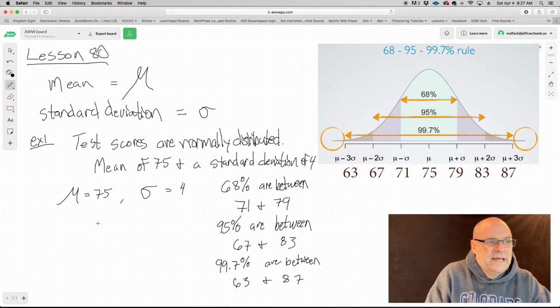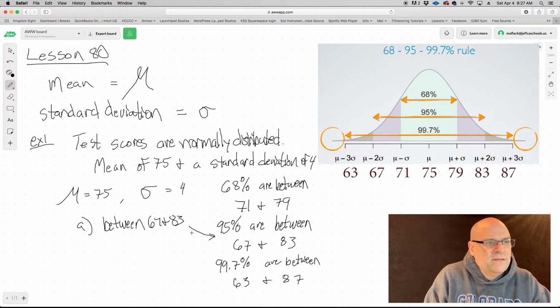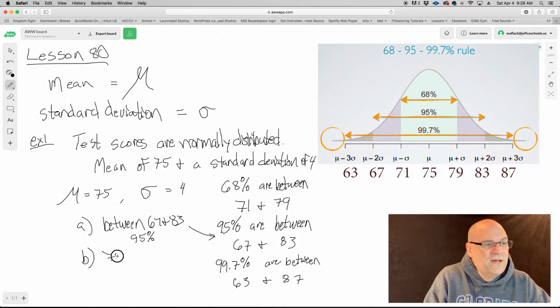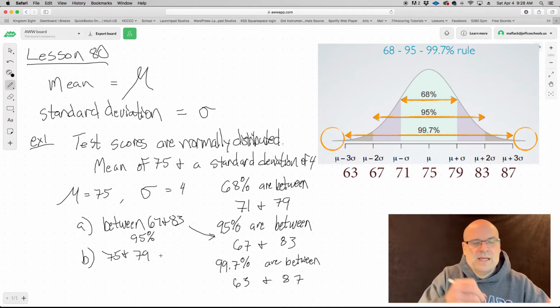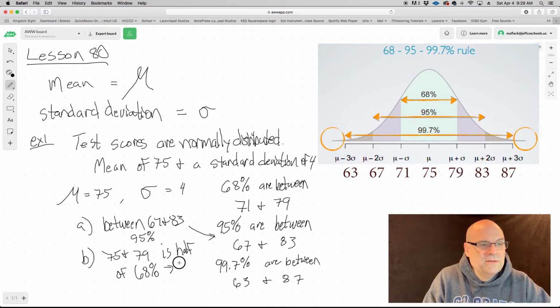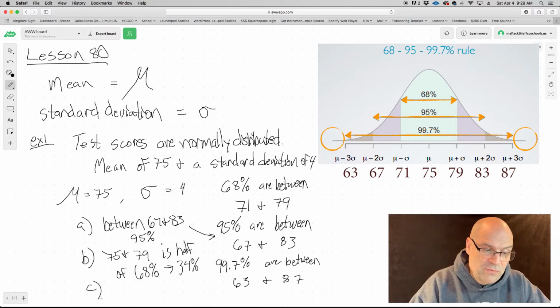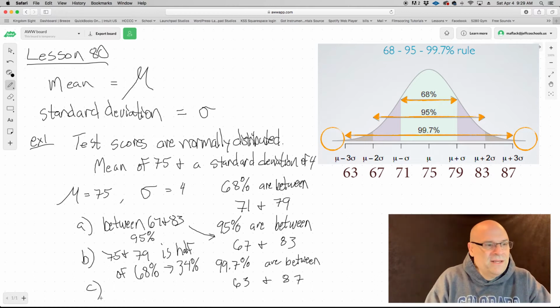Okay, so the example says, what percent of scores are between 67 and 83? Well, we just figured that out. So A is 95%. Between 67 and 83 is right there, 95%. What percent are between 75 and 79? Well, one standard deviation is 4, so it's the upper half, right? So it's half of this 68, which is 34%.